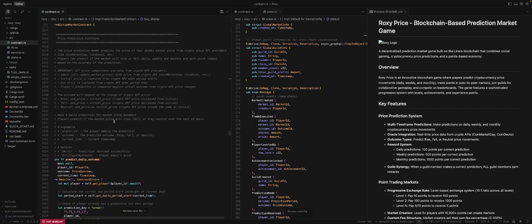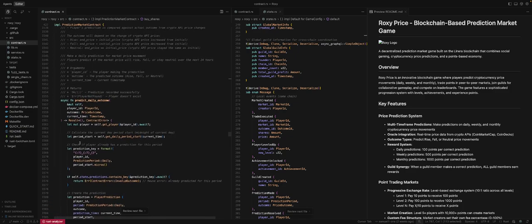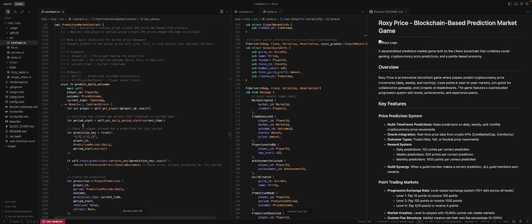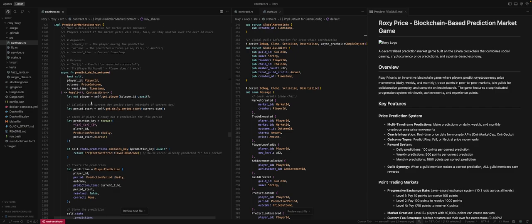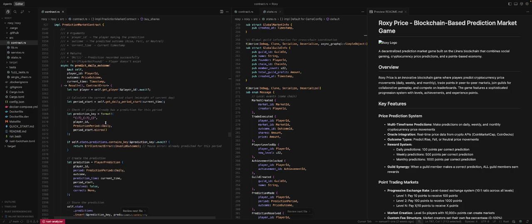So make a daily prediction for market price movements. The player predicts if the market price will rise, fall, or stay neutral over the next 24 hours, or weekly, or monthly. So this function is basically it. Predict daily allows players to predict for 24 hours. When 24 hours pass, the outcome will be compared, and the result is going to come up. So basically, this is the function used for it.